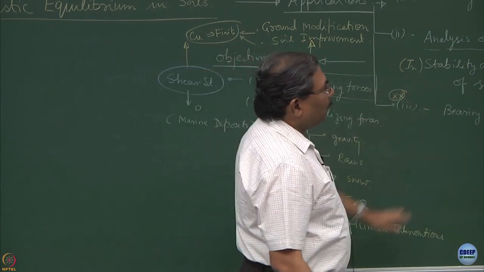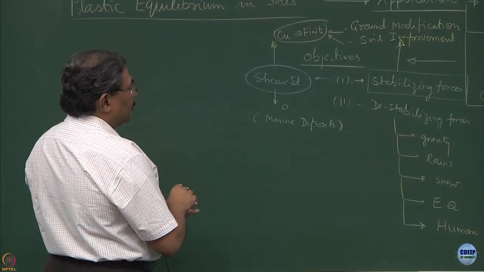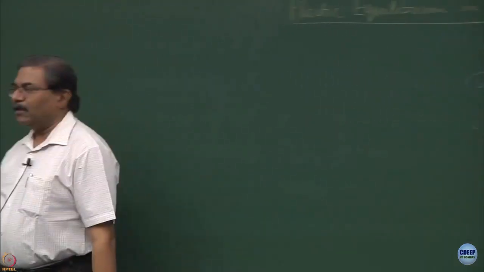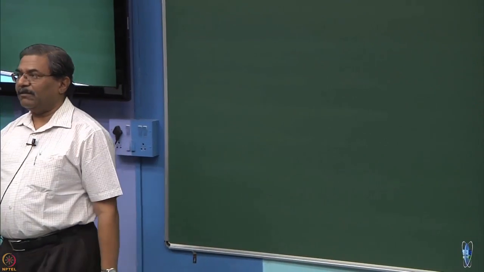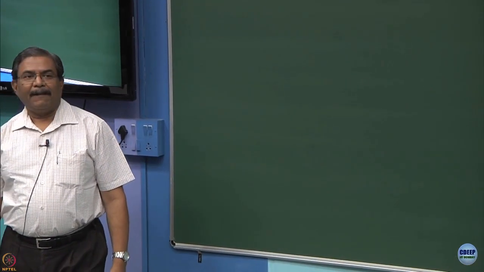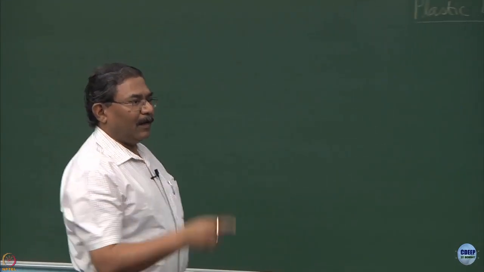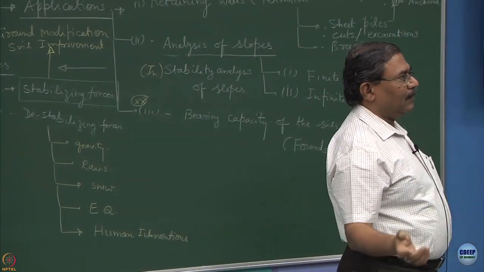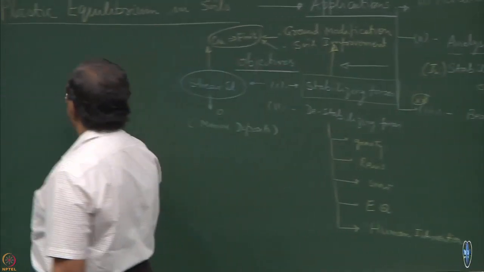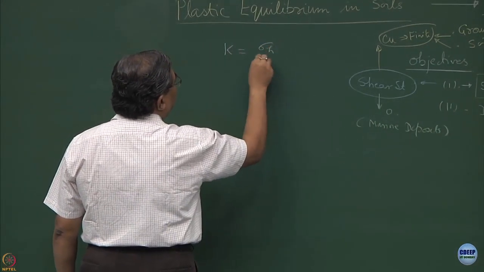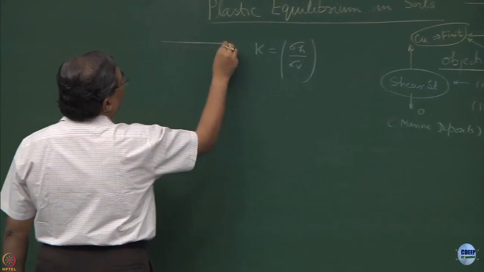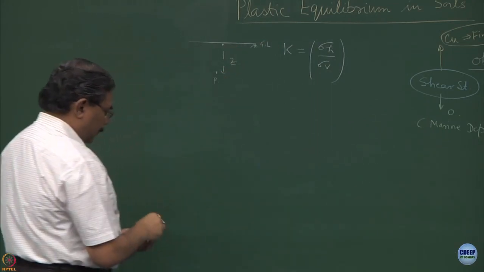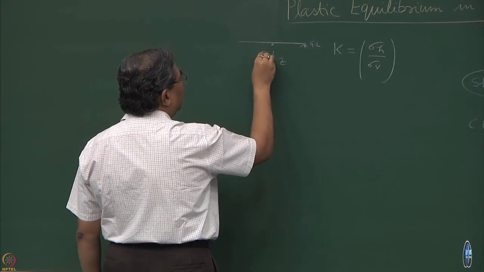So, if this algorithm is clear to you, now what we will do is, we will start describing the plastic equilibrium in soils. So, until now whatever you have studied was all the elastic state of the material. Though I have introduced these concepts of Ka and Kp, and in the previous lecture if you remember, we have tried to relate sigma h and sigma v with the K parameter. Clear? So, if I define K parameter as sigma h upon sigma v, I hope you understand the connotation. This is the ground level. I have taken a point somewhere here at a depth of z. This is point P. The state of stress at this point is sigma v and sigma h.